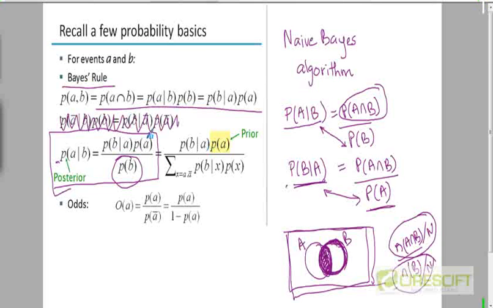But a couple of terms that you need to know here are something called prior probability and something called posterior probability. The prior probability of an event A is the default probability with which you expect that event to happen, if you're not given any other information. So for example, what is the probability that it's going to rain tomorrow?